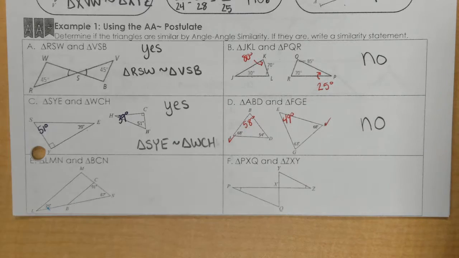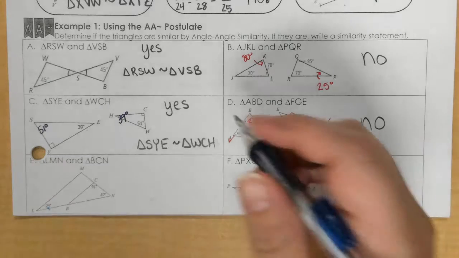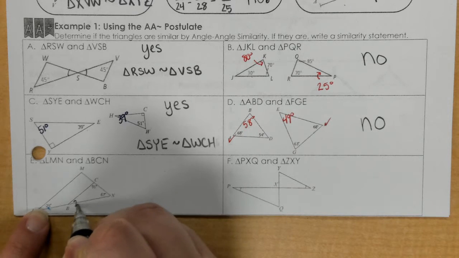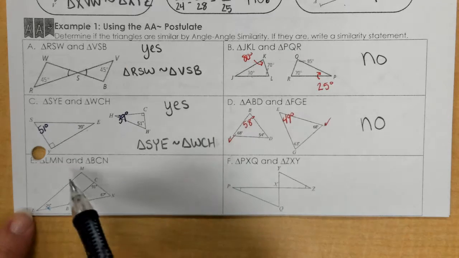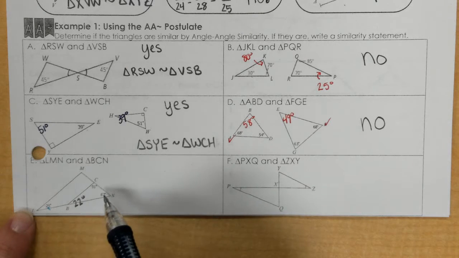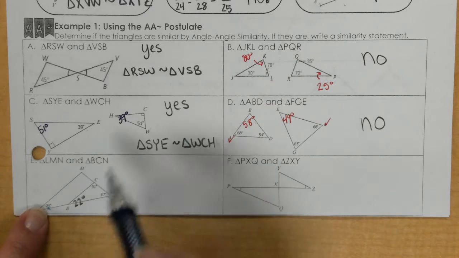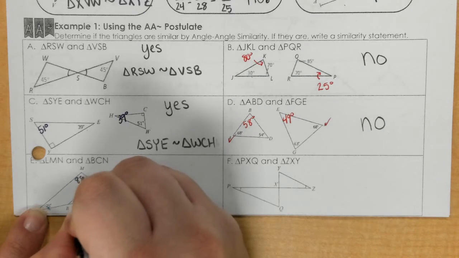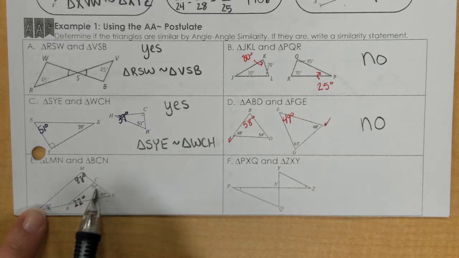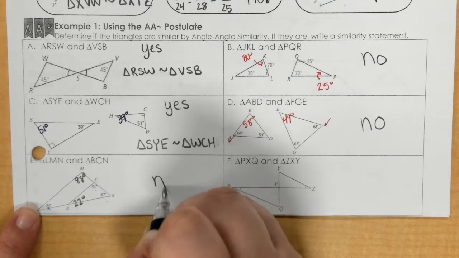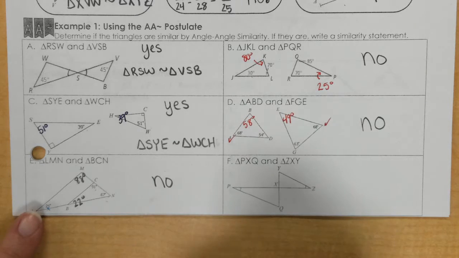In letter E, we have 67, 91. We can add those, subtract from 180, and get that this is 22. Now in the big triangle, this is also 67, 25. If we add those, subtract from 180, you get 88. So we can see that 88 and 91 don't match up, 22 and 25 do not match up. So again, no, these are not similar.